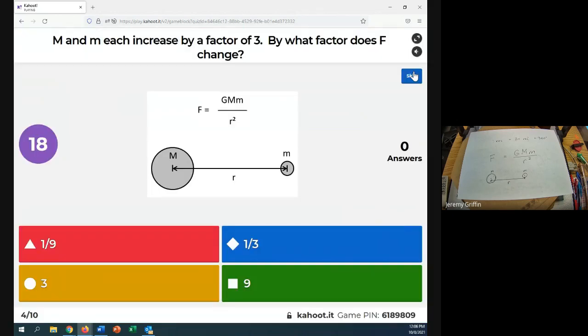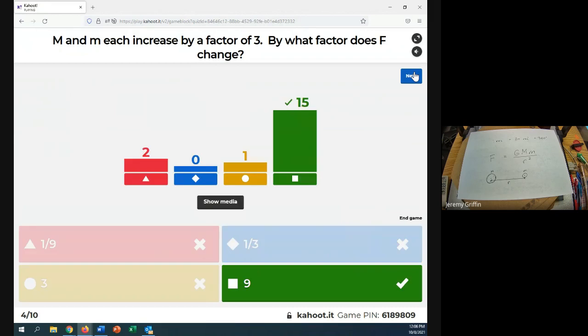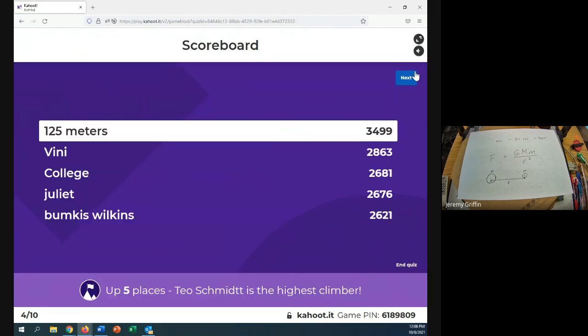What if you triple both masses? Guys, what's triple? What if you triple both masses? Triple. What's a factor 3 times another factor 3? 3. Yeah. All right. You guys getting this?